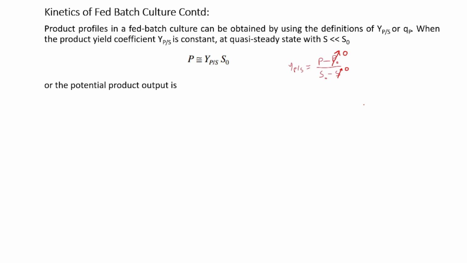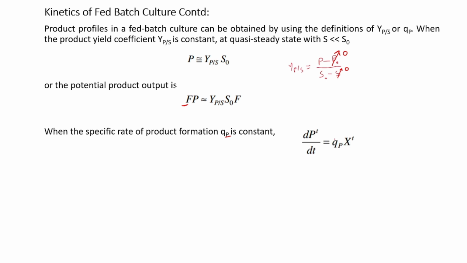Or if someone asks you to write it in terms of potential product output, you will just multiply both sides with the flow rate. Now if we take qP, the specific rate of product formation, to be constant, then we can write dPt/dt is equal to qP into Xt. What does it mean? It means the entire biomass that is generated is forming the product. Suppose you are interested in getting some secondary metabolites from the bacterial cell culture. The entire bacterial cell mass that is growing will give you the secondary metabolites, say some antibiotic.